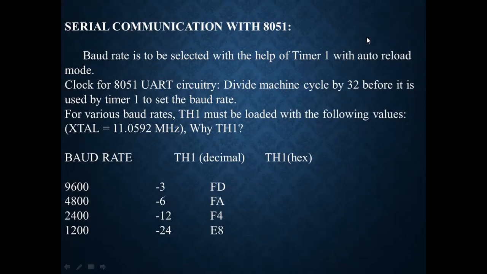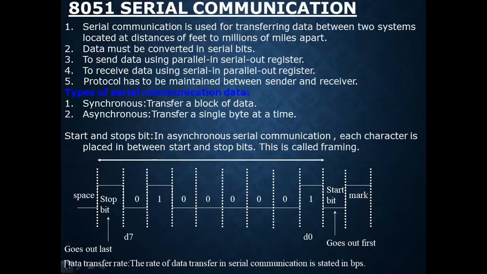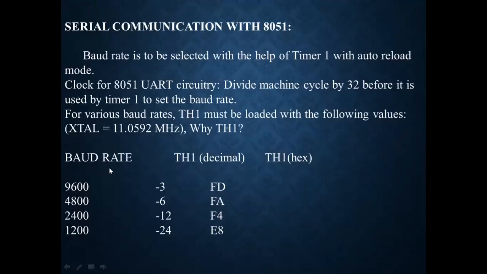Okay, just we are going back. You can see the data transfer rate is the rate of the data transfer at the bottommost slide. The rate of data transfer in serial communication is stated in BPS, that is bits per second. It is also referred to as baud rate. One of you told that in our Arduino programming we need to set the baud rate for the serial communication.